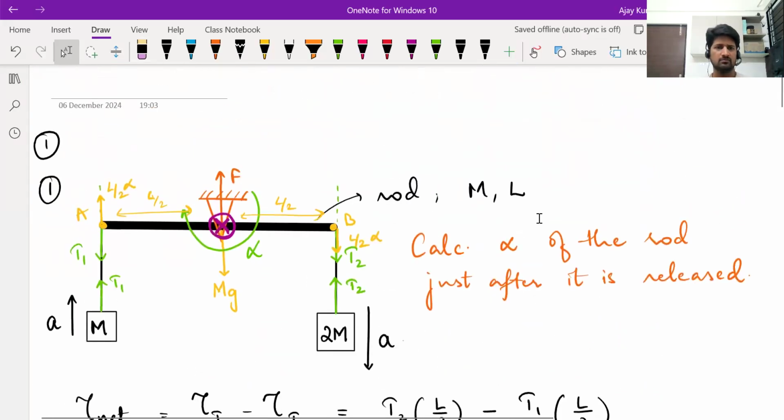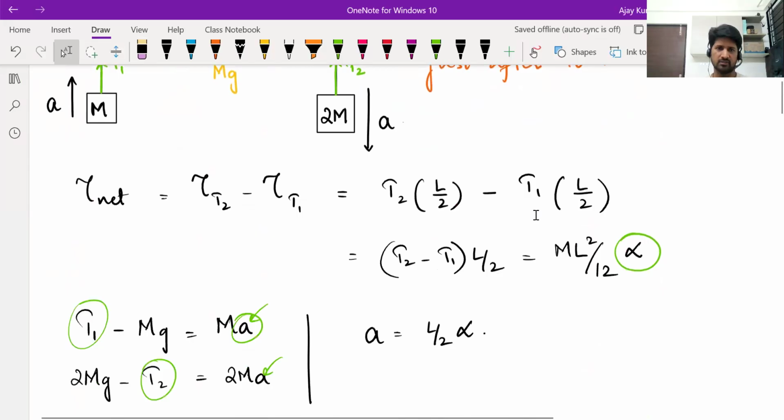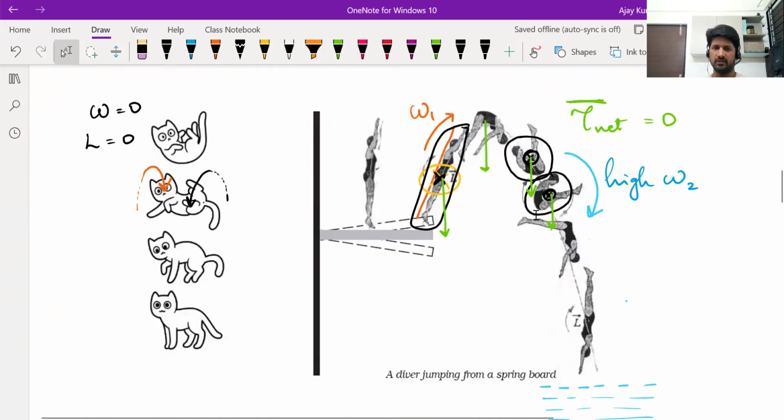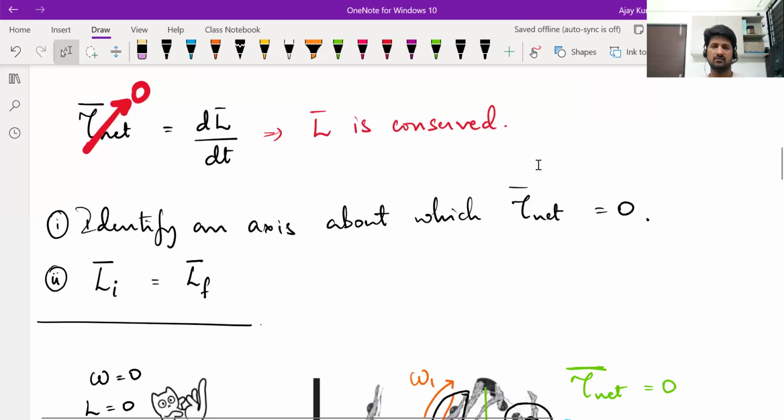First we discussed one problem which was an application of tau net is equal to I alpha and some constraint equations. Then we talked about angular momentum conservation, which is one of the fundamental laws in nature, fundamental laws of physics. If the net torque of a system about any axis is 0, angular momentum is conserved about that axis. If you want to apply this, how do you get the idea that this condition is to be checked? Some change must be happening in a system in terms of rotation. If that is happening, you should get the idea that maybe we can apply conservation of angular momentum.